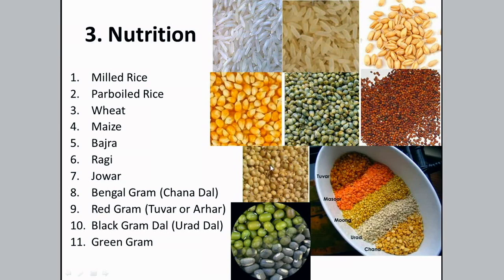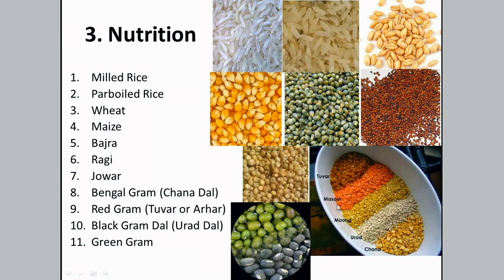Then we have maize. This is bajra. Bajra should not be confused with jowar. Bajra is a little green in color. This is ragi. It should not be confused with mustard. Ragi is a little smaller when compared to mustard, and moreover, you can witness the difference in the color intensity. It starts from light brown to dark brown. So that is ragi.